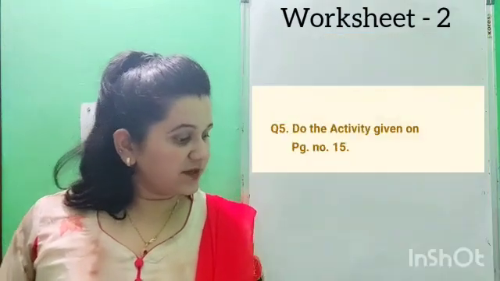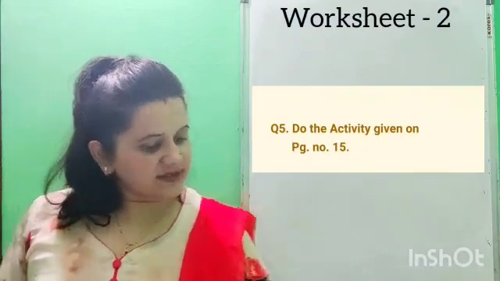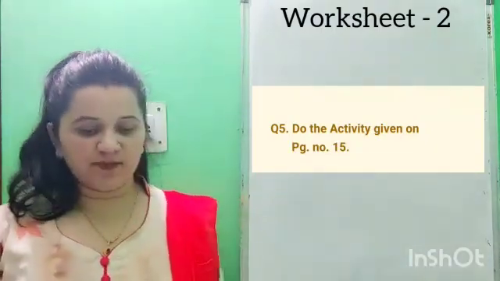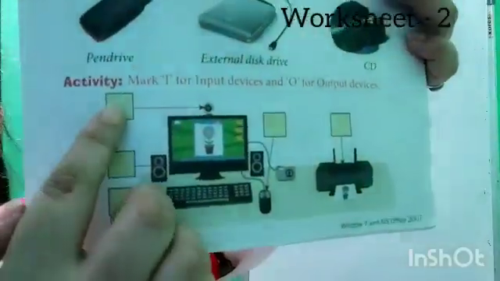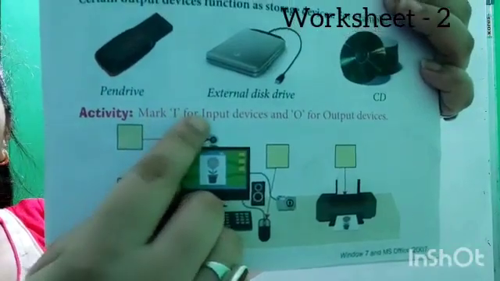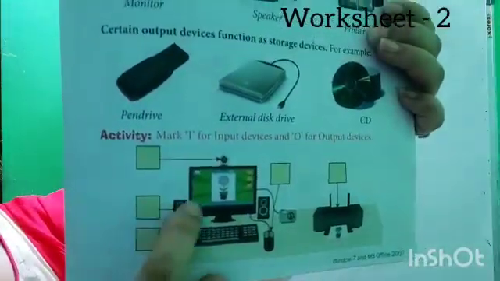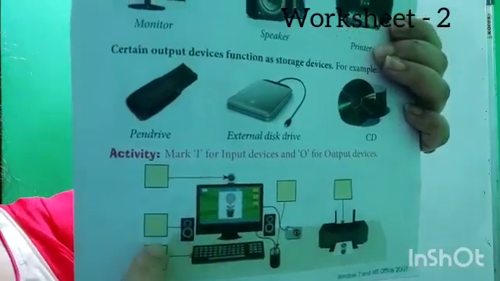Okay, now children, here comes question number 5. Do the activity given on page number 15. Now children, here the activity is given on page number 15. Okay, mark I for input devices and O for output devices. Here the parts of computers are shown and the boxes are given.